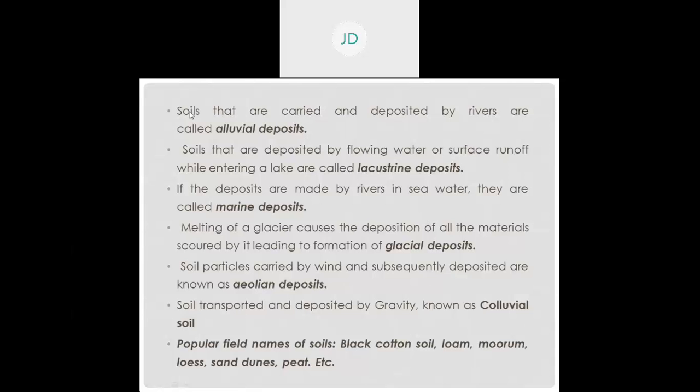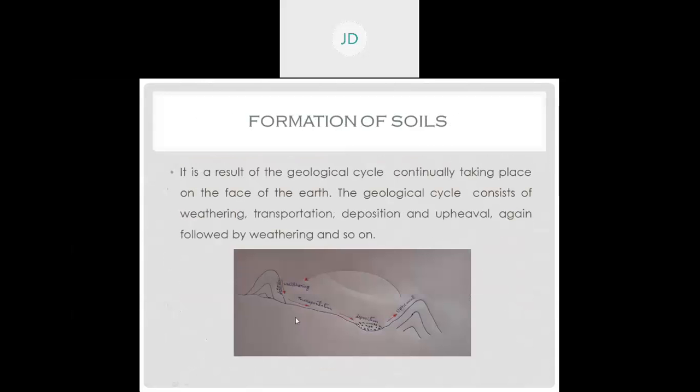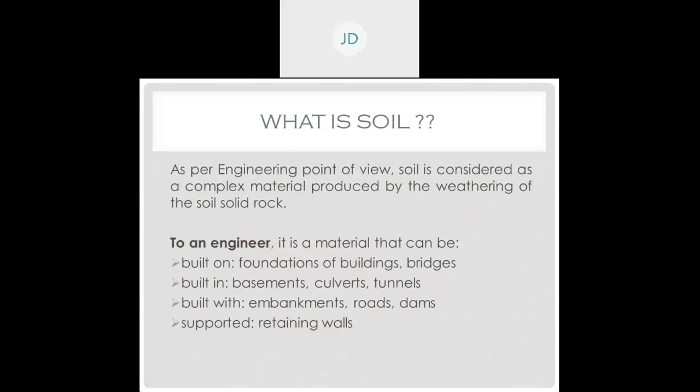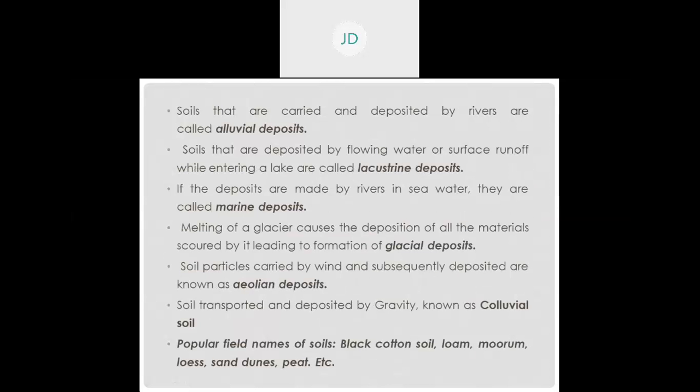Let's discuss the first one. The soil that is carried and deposited by a river is called alluvial soil or alluvial deposit. Let's go back to the line diagram. If the soil or rock particles are transported by the flow of water in the river, then that type of soil is known as alluvial soil or alluvial deposit.